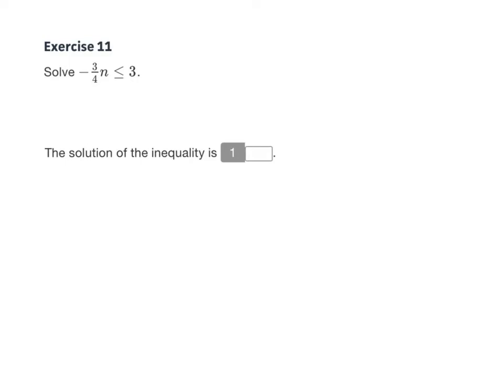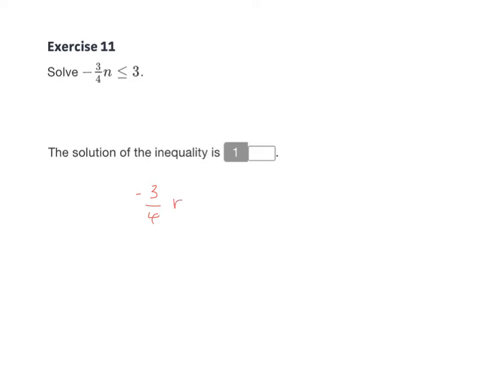Alright, exercise 11. Here's what I would do for this one. I would bump the negative up, because that's one of the freedoms that we have here. We can bump the negative up: negative 3/4 n less than or equal to 3. Now, to get rid of this fractional coefficient, the easiest way is to multiply by the reciprocal. So the reciprocal of negative 3/4 is 4 over negative 3. I'm going to do that on both sides.